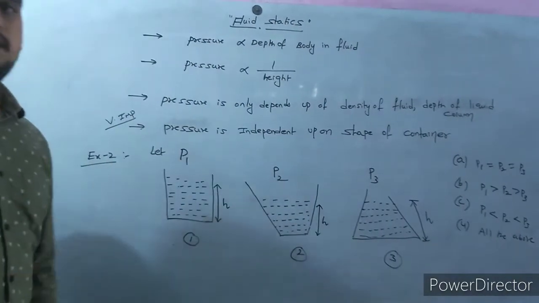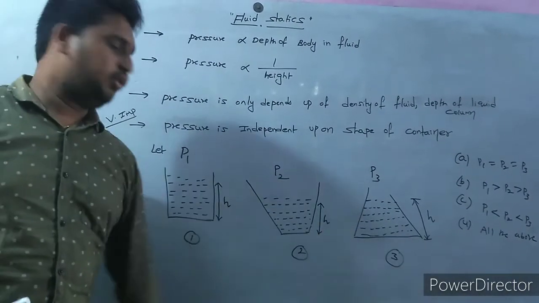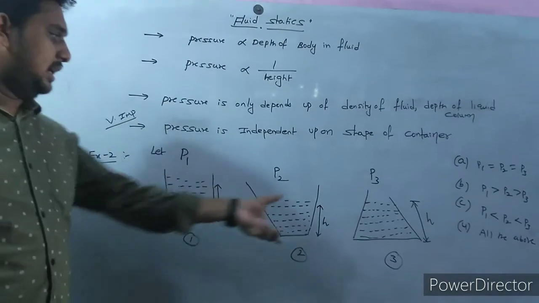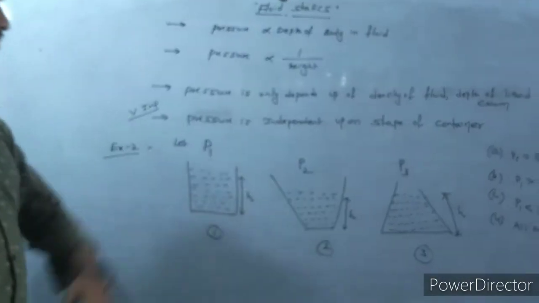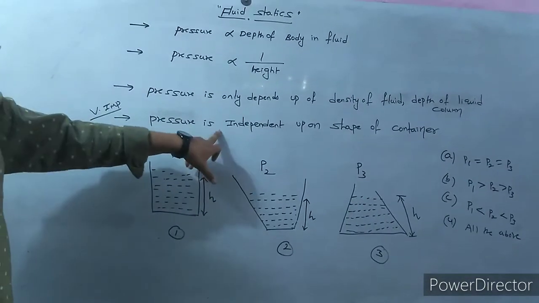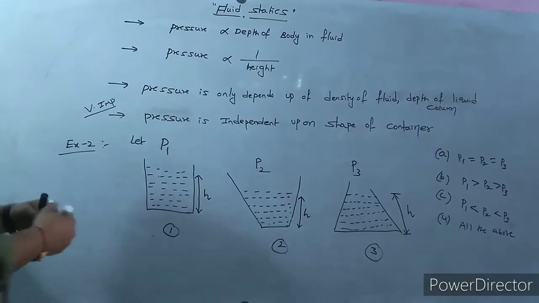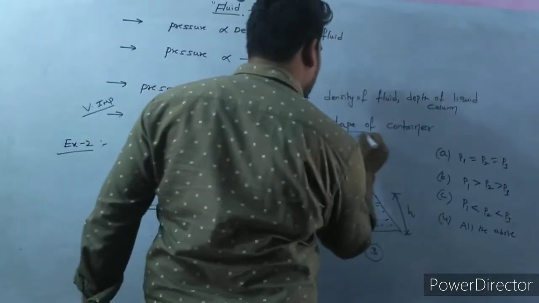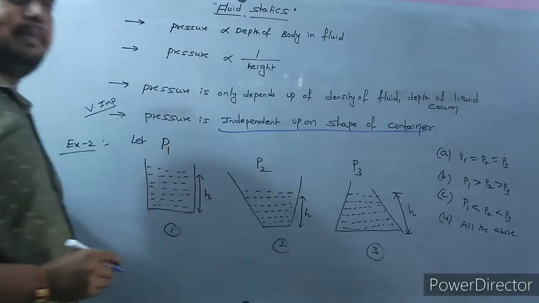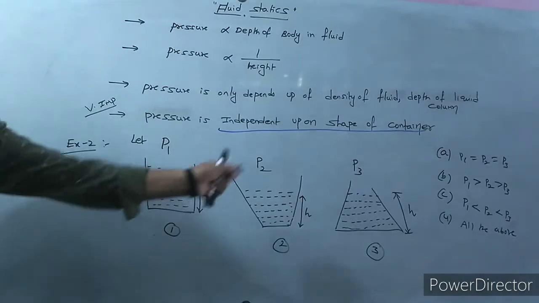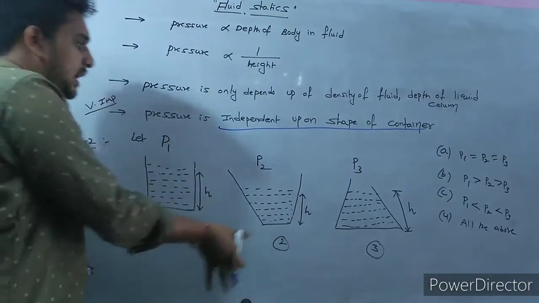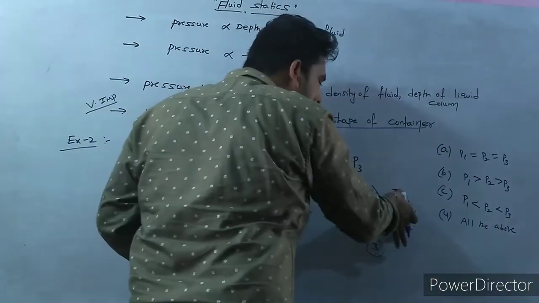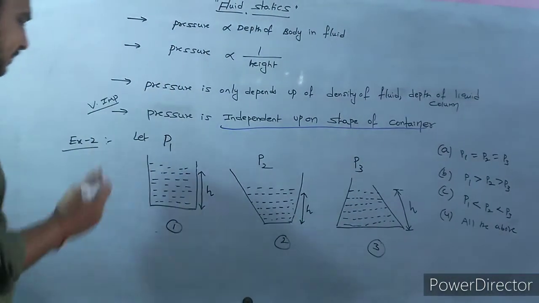So like this the question was given. Three containers filled with water like this fluid, and this has height h, this has height h, and here the vertical distance has height h. Pressure is independent of the shape of the container, whatever the shape may be. Here height is important. Here the height is h, here also the height is h. So the pressure is the same.